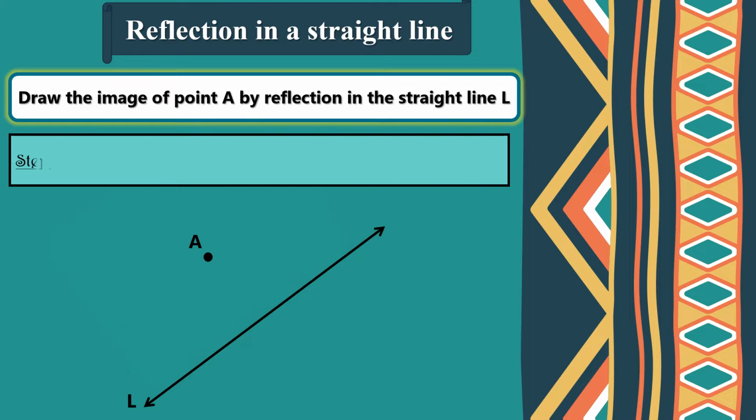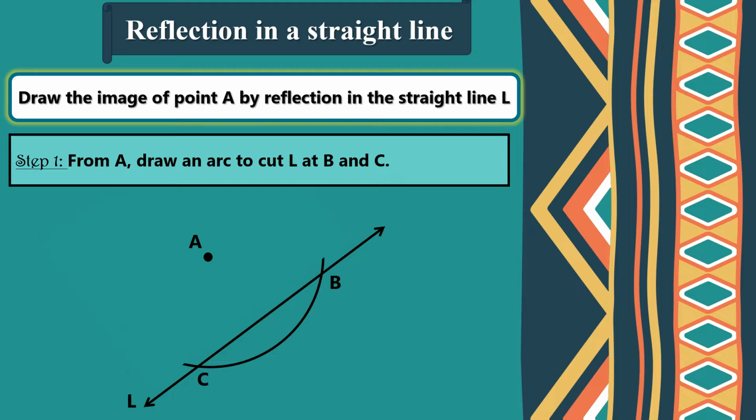Step number 1. From point A, draw an arc to cut straight line L at B and C. When we open the compass from point A and make an arc, it intersects the straight line at point B and point C.